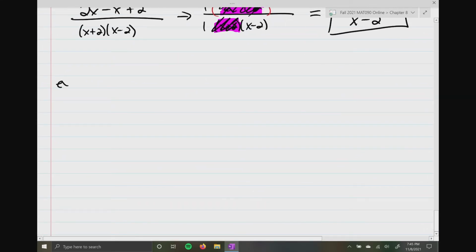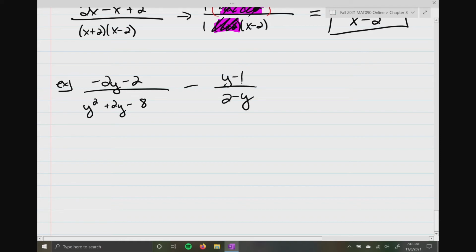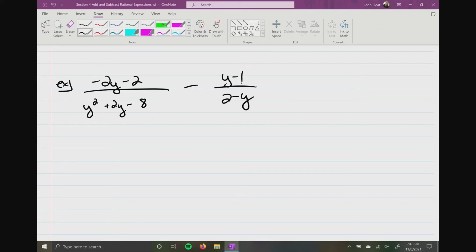But you'll see. So the example is going to be negative 2y minus 2 all over y squared plus 2y minus 8 minus y minus 1 in the numerator and 2 minus y in my denominator. Okay? So before I do anything, there's something I see, and hopefully you see it because it's annoying me, and that something is right here.